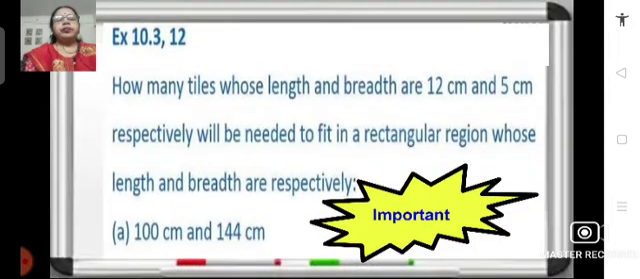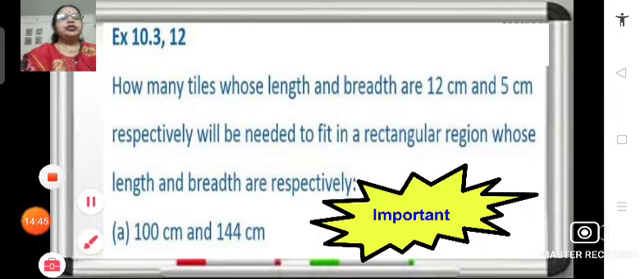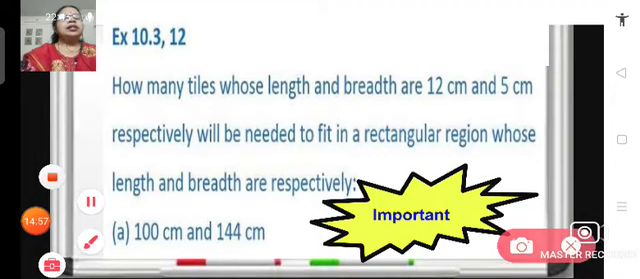Next problem, problem number 12. We have two parts of problem 12, A and B. How many tiles whose length and breadth are 12 centimeters and 5 centimeters respectively will be needed to fit in a rectangular region whose length and breadth are respectively 100 centimeter and 144 centimeter.